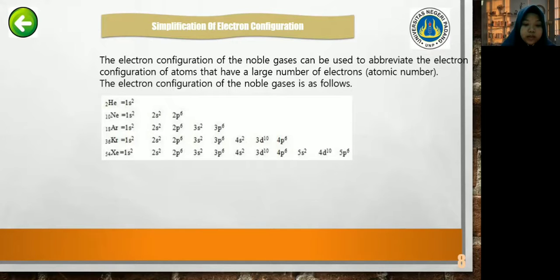And 10 Ne equals 1s², 2s², 2p⁶. And next we can see in this picture.